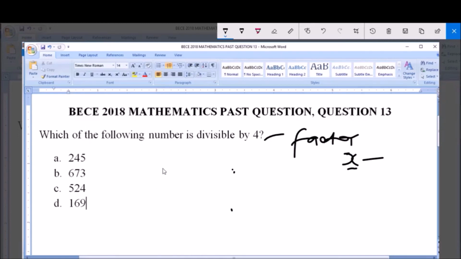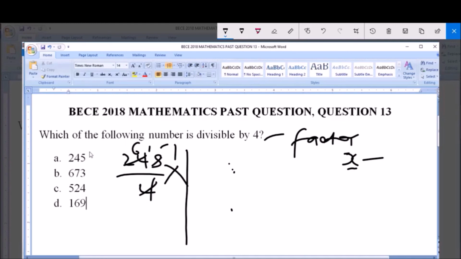Now let's start with 245. 245 divided by 4. Now let's start. 4 in 24, let's pick here. 4 in 24 here will give us 6. Now I'm left with 5. Can 4 go into 5 without a remainder? No. It will definitely go into 5 once, remaining 1. So therefore, it is wrong.